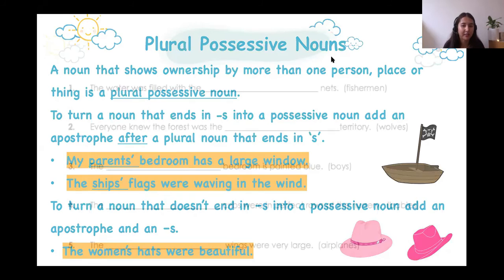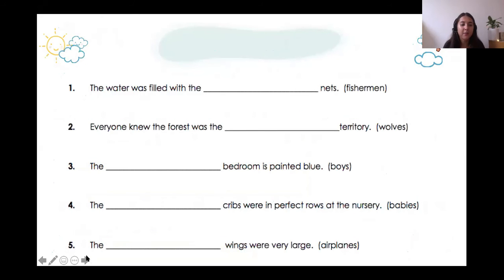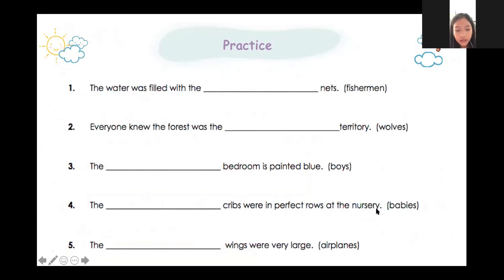Now, let's practice. Okay, number 1. The water was filled with the fishermen's nets. Now here, is this a regular or irregular plural noun? I'm going to unmute you all. Is this regular or irregular? Irregular. Very good. Well done. It's irregular. 1 fisherman, 2 fishermen.